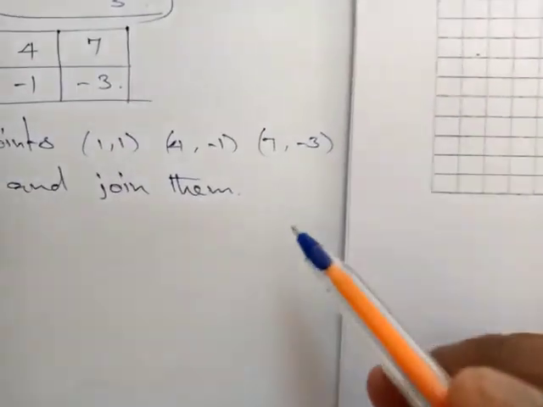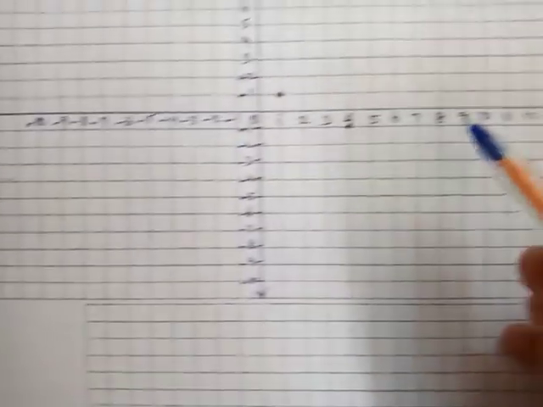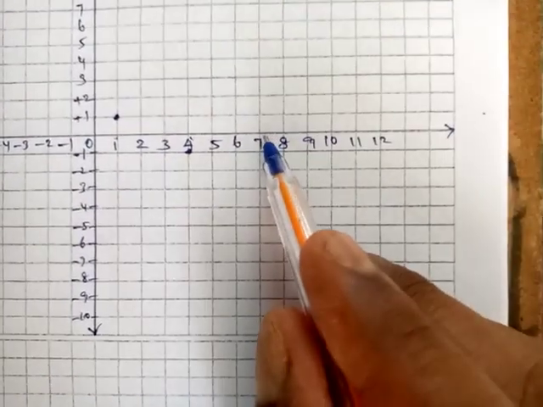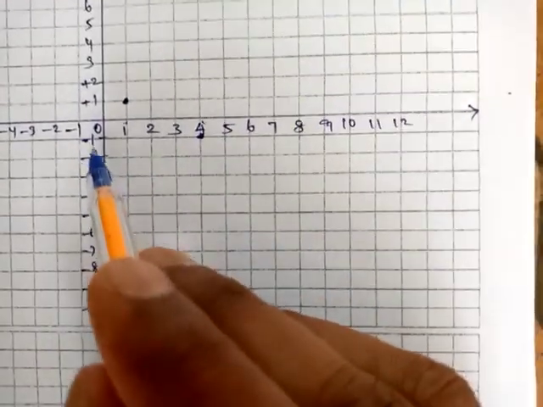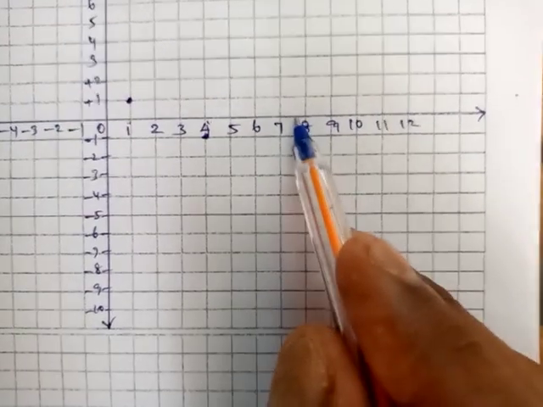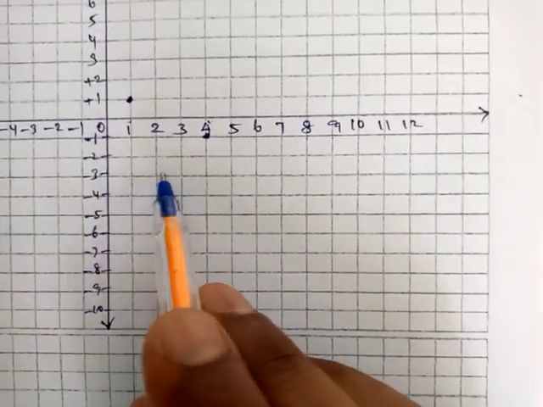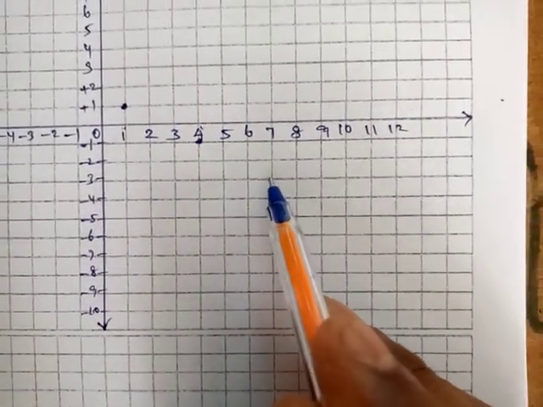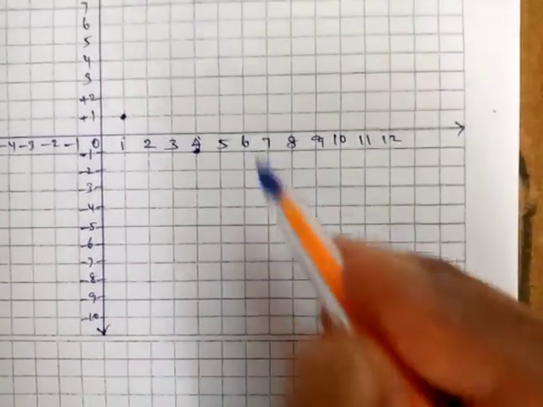Next, 7 comma minus 3. So x value 7, y value minus 3. Minus 3 is here, 7 is here. So that minus 3, 7 is here. So that is this point.